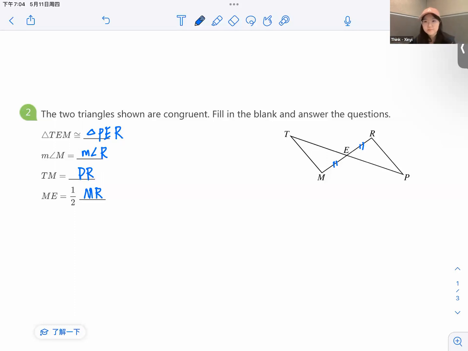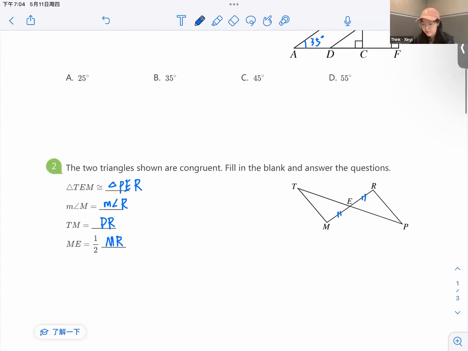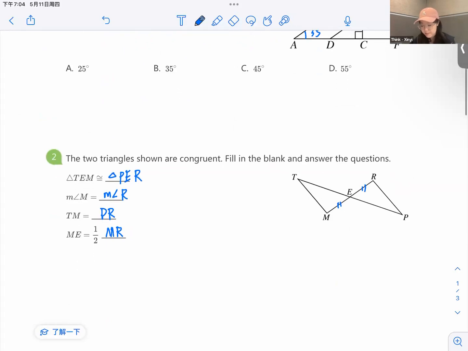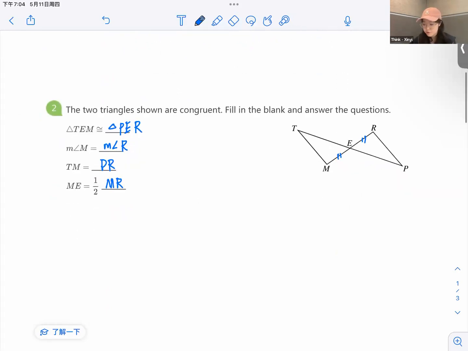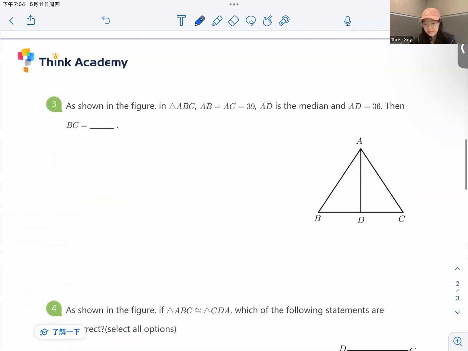Okay. So for people coming in, we're at question 2. And the first 2 questions just help us review the basic properties of congruent triangles. And then let's move on to see the questions about isosceles triangles, okay?